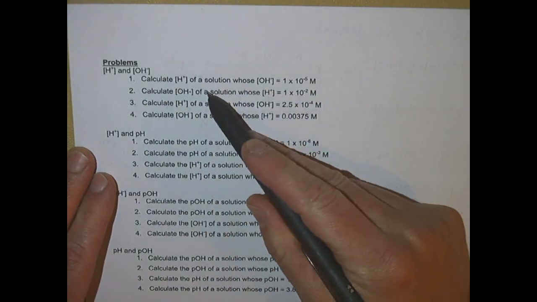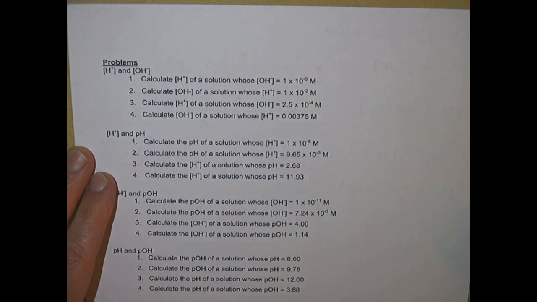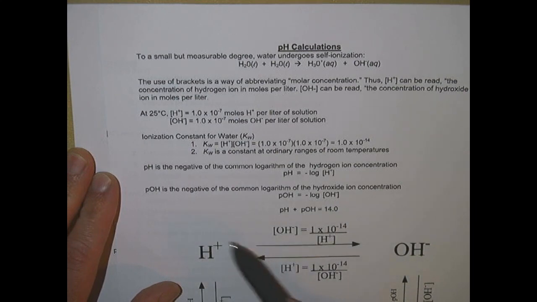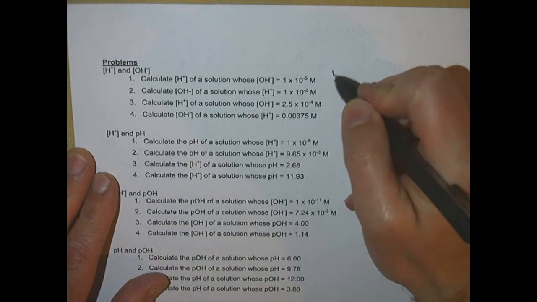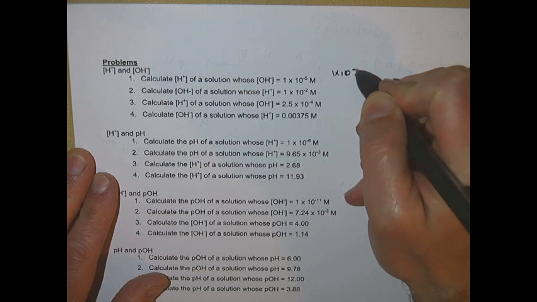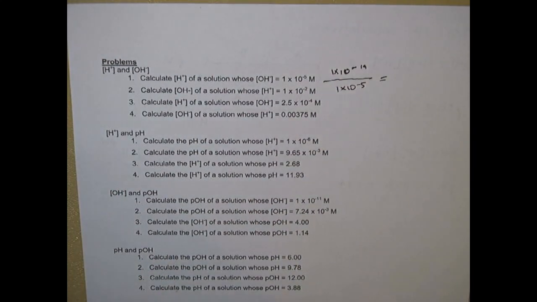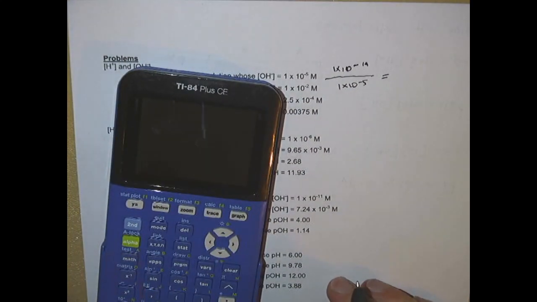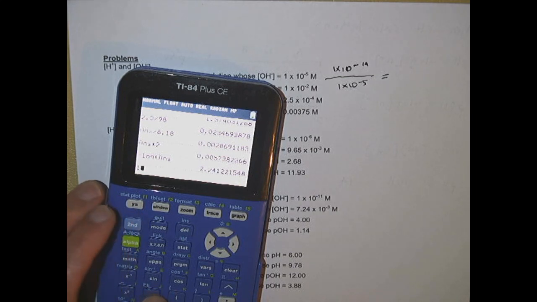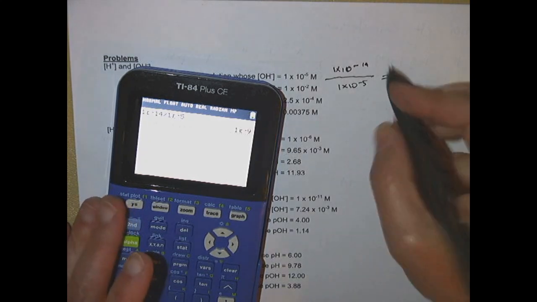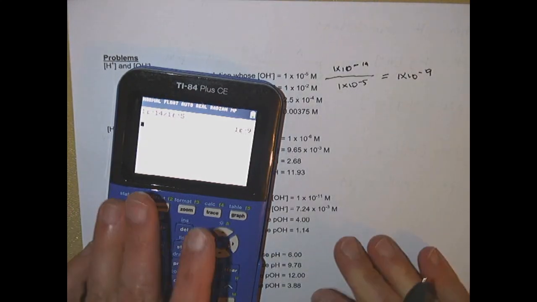So if it says calculate the H plus of a solution where OH minus is 1 times 10 to the negative 5, you are right here at OH minus, which is 1 times 10 to the negative 5, and you want to go to H plus. So you take 1 times 10 to the negative 14th and divide it by what you're given, which is 1 times 10 to the negative 5th. When you do that, 1 times 10 to the negative 14th divided by 1 times 10 to the negative 5th, you end up with 1 times 10 to the negative 9.